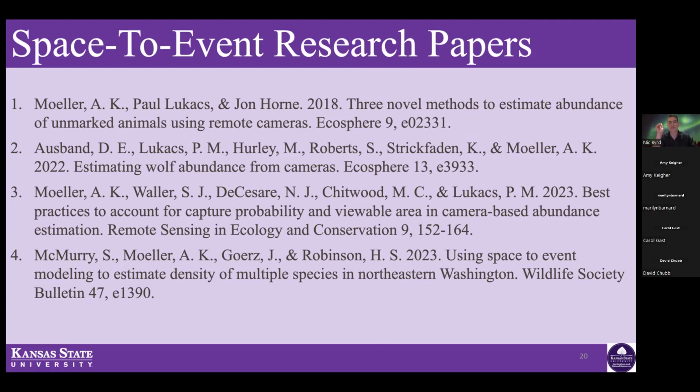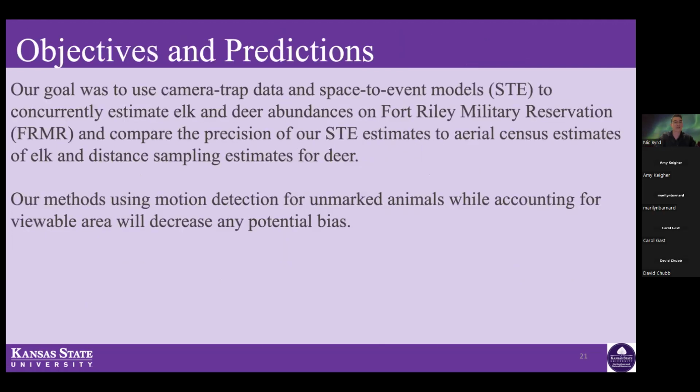And this fourth paper was just another paper that had researched using previous picture data to estimate multiple species within northeastern Washington, and they were able to get the modeling to work and compare their estimates to other different surveys that they were able to attain.